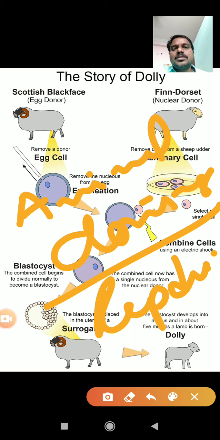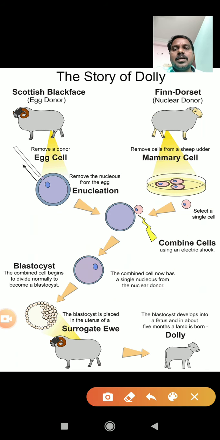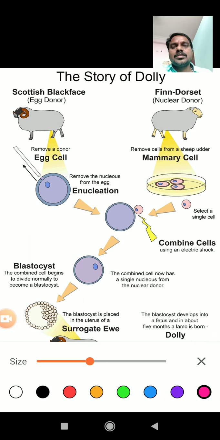In this technique, there are two donors. One is called the egg donor, and the second is called the nuclear donor. So here in this technique they are using two donors, an egg donor and a nuclear donor.